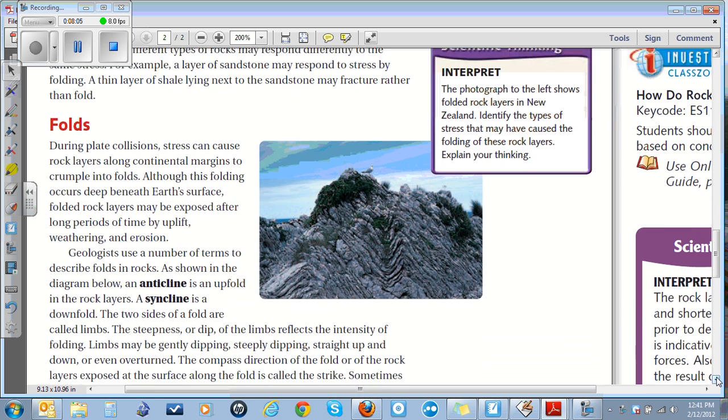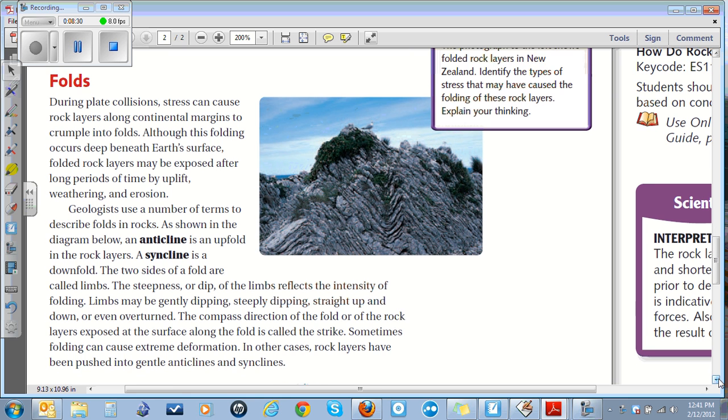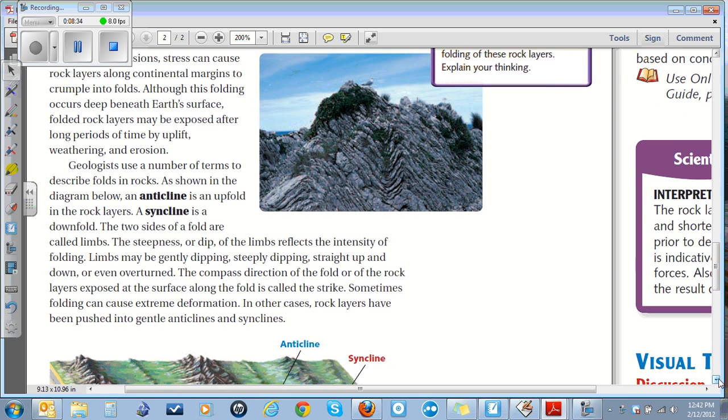Folds. During plate collisions, stress can cause rock layers along continental margins to crumple into folds. Although this folding occurs deep beneath Earth's surface, folded rock layers may be exposed after long periods of time by uplift, weathering, and erosion. Geologists use a number of terms to describe folds in rocks. As shown in the diagram below, an anticline is an upfold in the rock layers.